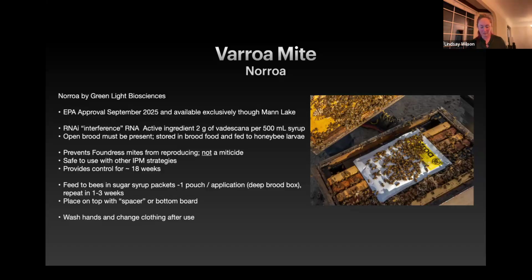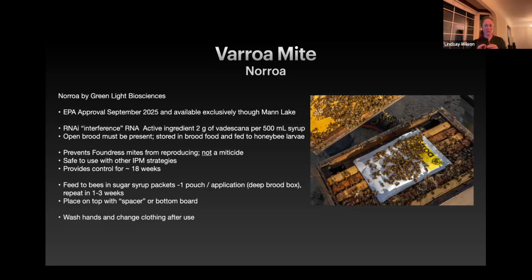RNA is kind of the intermediate that talks between DNA, the structure of who you are or what something is, and the proteins that it makes. So RNAi is an intermediary signal that mimics something in the Foundress Varroa mite, but gives them the wrong information. And it essentially makes the Foundress mite, when she comes in contact with the product, unable to reproduce, which is great. We want less mites.